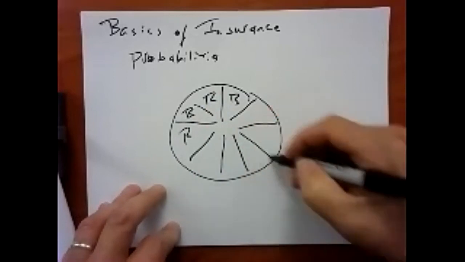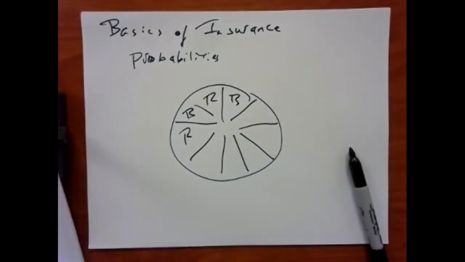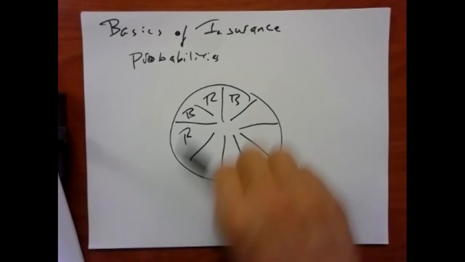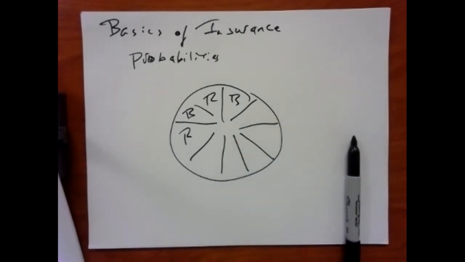And there are 36 red and black numbers, or 18 red and 18 black. You can bet red or black, and the slots are numbered 1 to 36. You can bet a whole bunch of different ways.